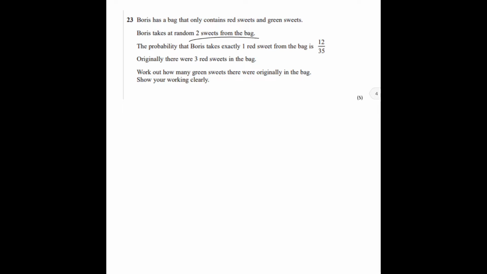Alright, so the bag contains the red sweets as well as the green sweets. There were 3 red sweets originally in the bag, so they're technically giving us clues for the answer. So the number of red sweets in the bag is 3. What about how many green sweets there were originally in the bag? The number of green sweets is x. We'll just call it x because it's an unknown variable, right? It's not known how many green sweets there are originally in the bag.